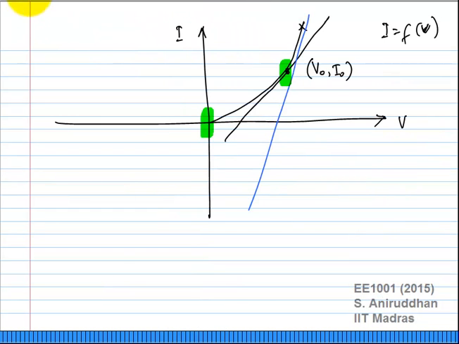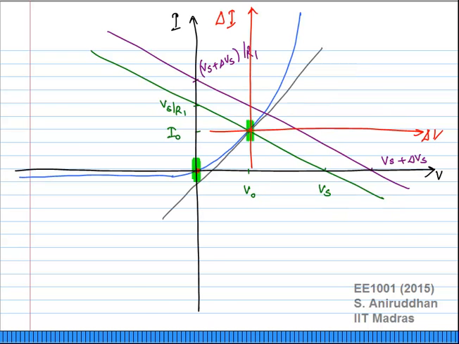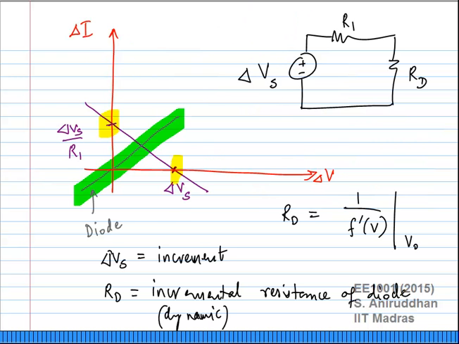Right? I hope you all see that. If I had chosen this as the new point, the slope will change at that point. So in other words, the straight line describing the relationship between delta V and delta I will also change. So calculating the operating point is extremely important.